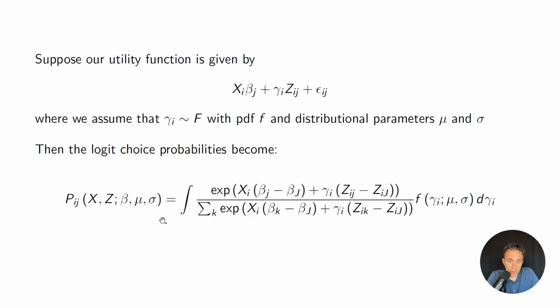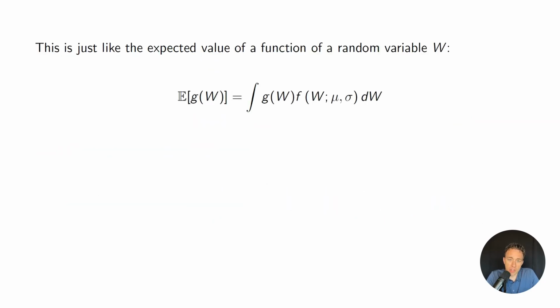So we have one additional parameter to estimate, which is the standard deviation of the distribution that gamma i is drawn from. And then we have our data x and z, just like we always do. So why do we set up this integral in this way? Well, if you remember from an intro stats class or an intermediate stats class, the expected value of a function of a random variable is the integral of g of w times the PDF of w dw. So that's just the definition of an expected value of a function of a random variable. And so in this case, the function of the random variable is going to be the Logit probability formula. And then we have to tack on this density function and then integrate it out.